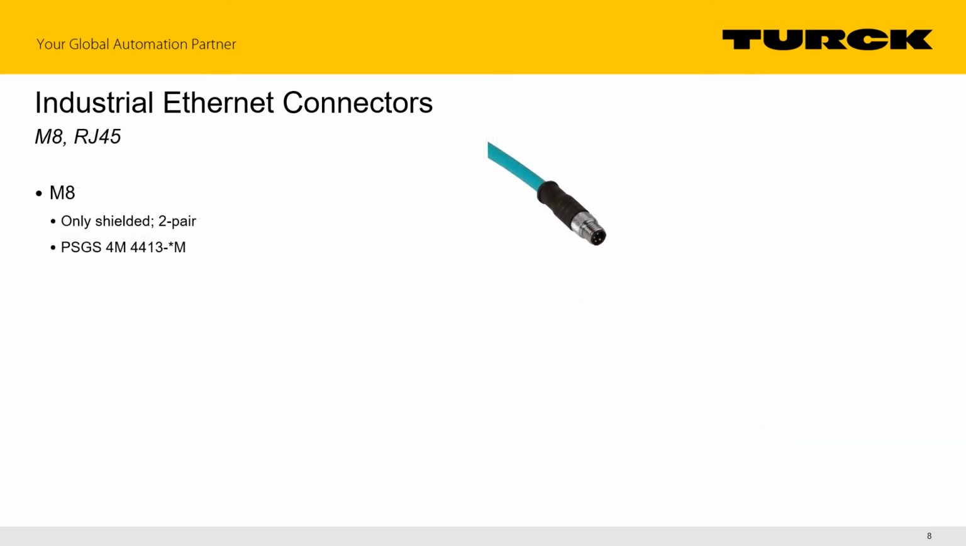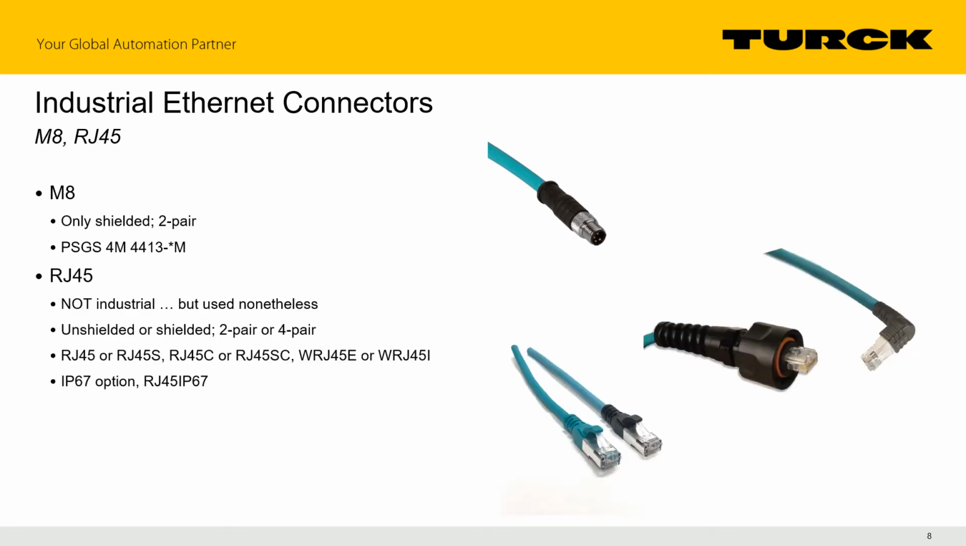In addition to the M12, Turck also offers the 4-pin M8 shielded for industrial Ethernet. Due to the small size, we have one cable option to use with the shielded M8, and that is cable type 4413. You'll find this connector on our TBNS series of field bus junction blocks, and it is also used for some EtherCAT installations.